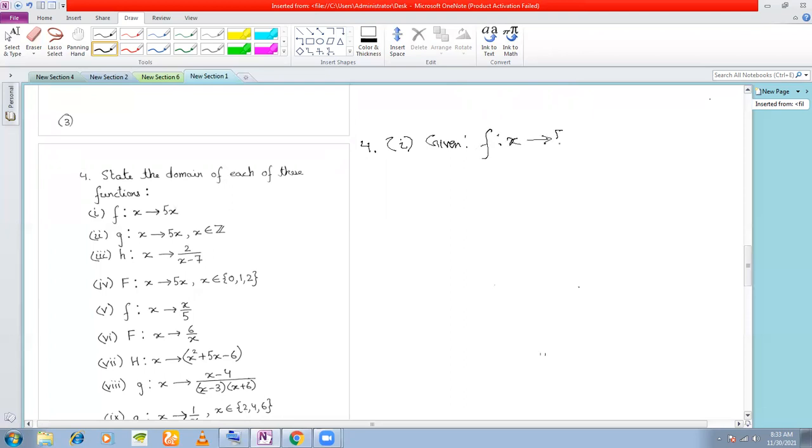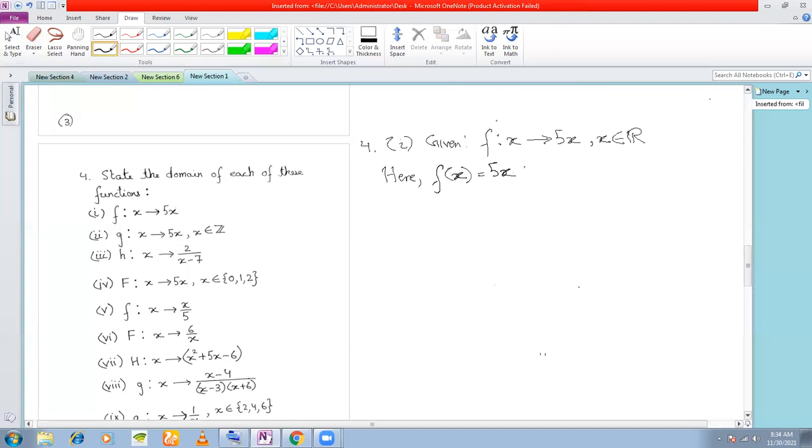x to 5x. What does this mean? This notation. If nothing is given, there's only one variable, x. If nothing is given, then you will assume x must be a real number. So what we write here is f: R to R, defined as f(x) is equal to 5x.